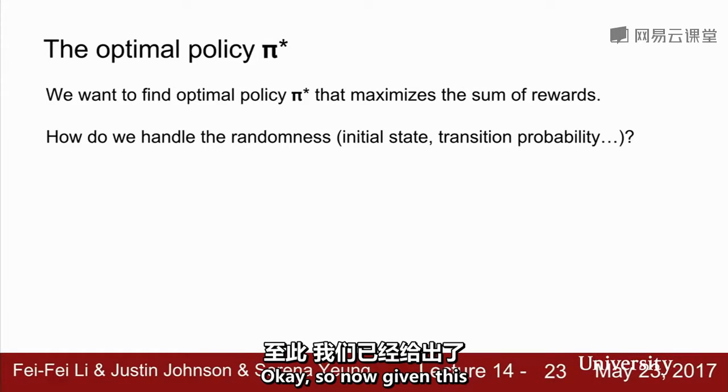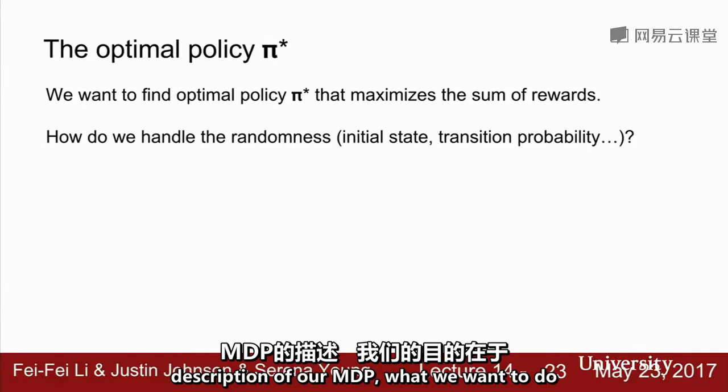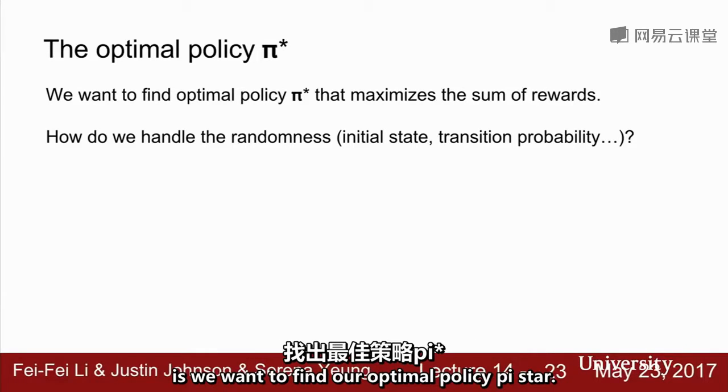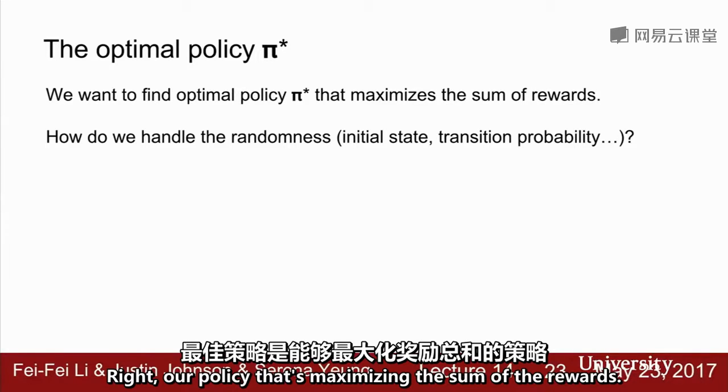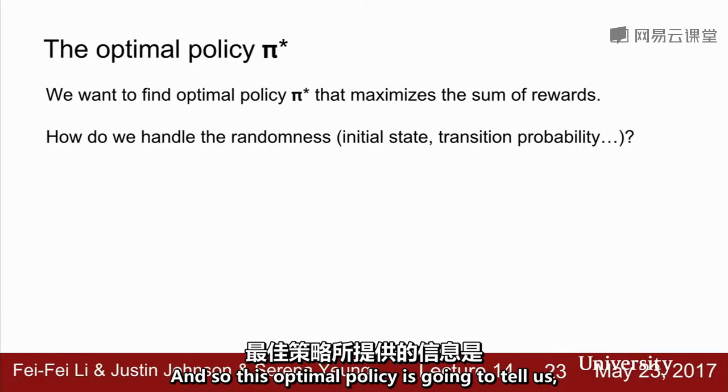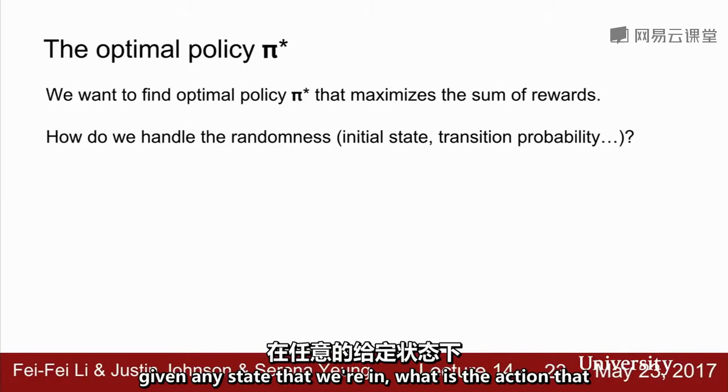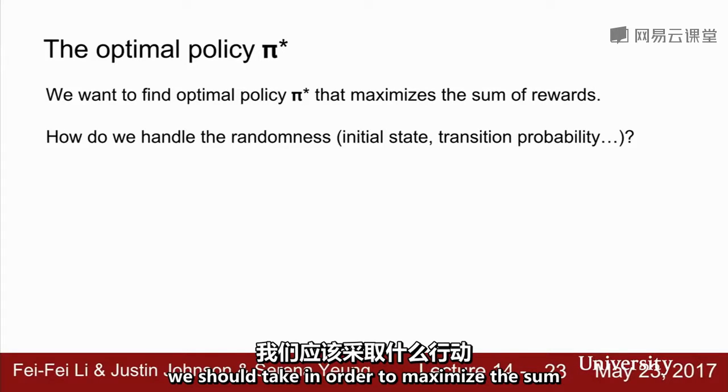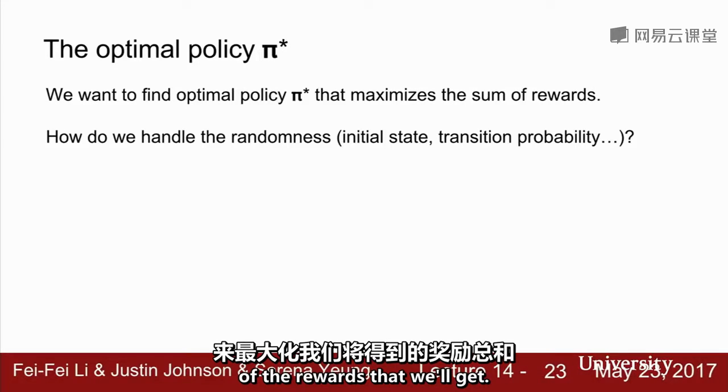Okay, so now given this description of our MDP, what we want to do is find our optimal policy pi star, right? Our policy that's maximizing the sum of the rewards. And so this optimal policy is going to tell us, given any state that we're in, what is the action that we should take in order to maximize the sum of the rewards that we'll get.